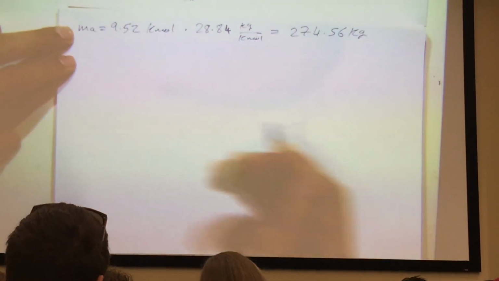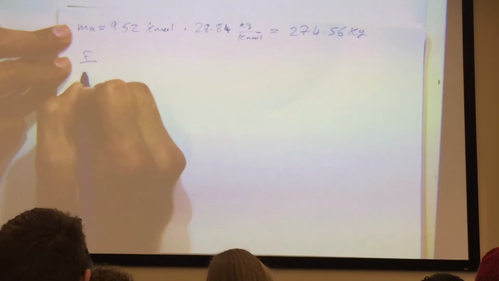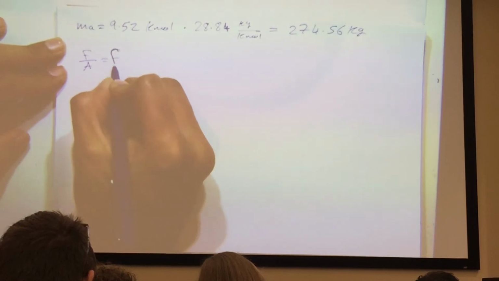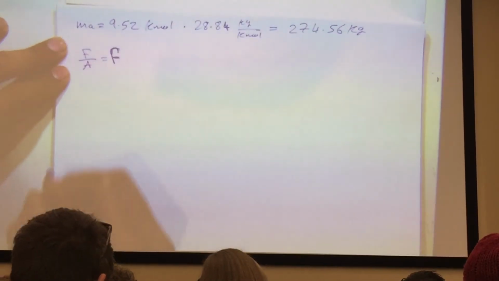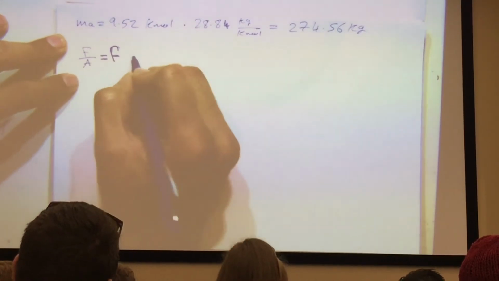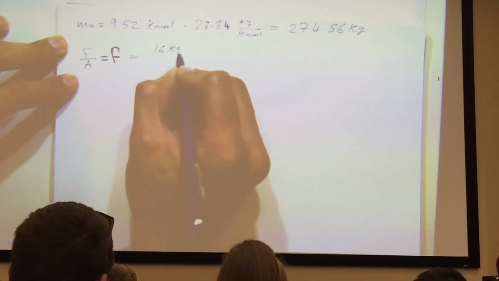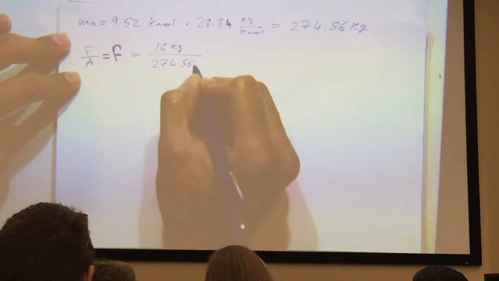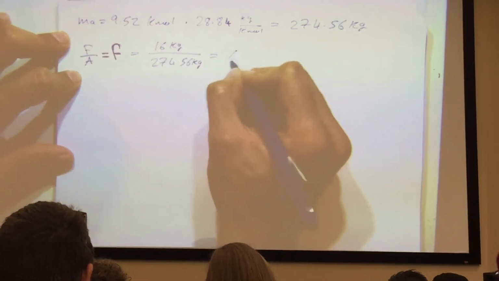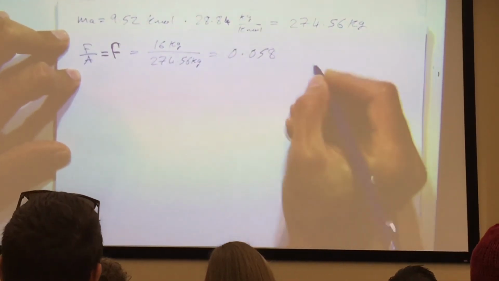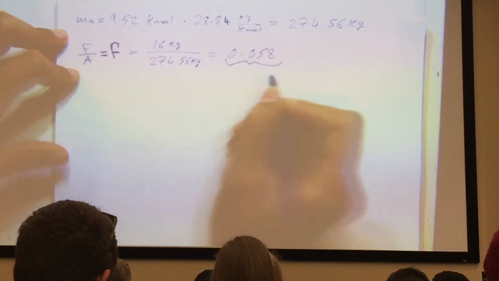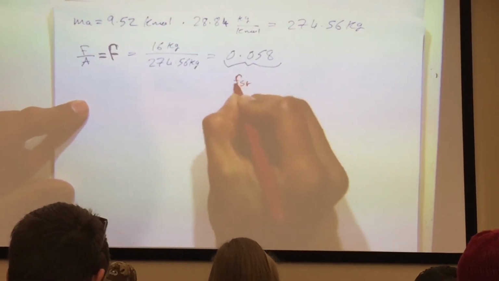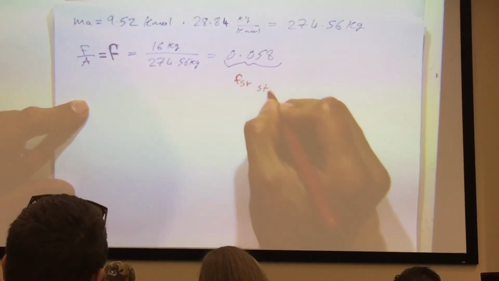So now that I got the mass of air and I got the mass of fuel, now I need to figure out my fuel to air ratio, which is the lowercase f that I'm after. Well, that's equal to simply 16 kilograms divided by 274.56 kilograms. And from that, I'm going to get 0.058. And that is the stoichiometric F_ST, the stoichiometric fuel air ratio.